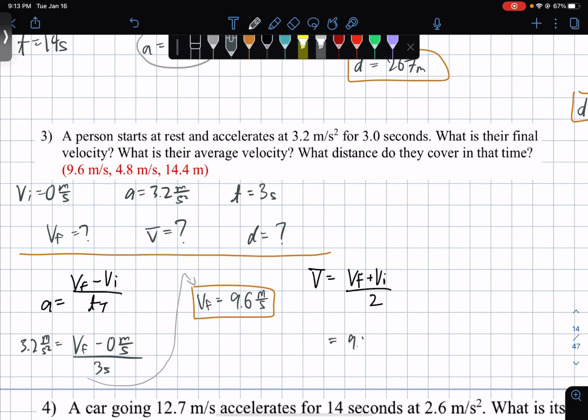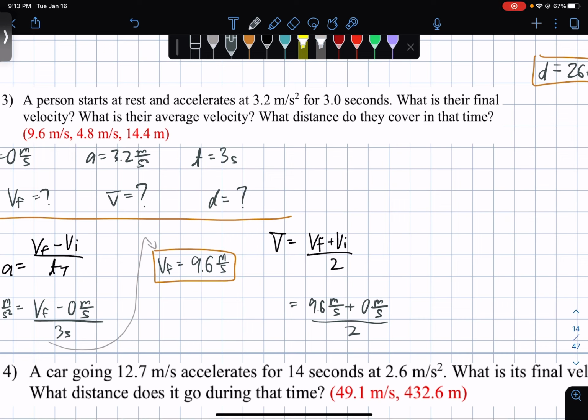Vf is 9.6 meters per second. Vi is 0 meters per second, divided by 2. 4.3, I suppose. Is it 4.3? Let's see. 4.8, actually.